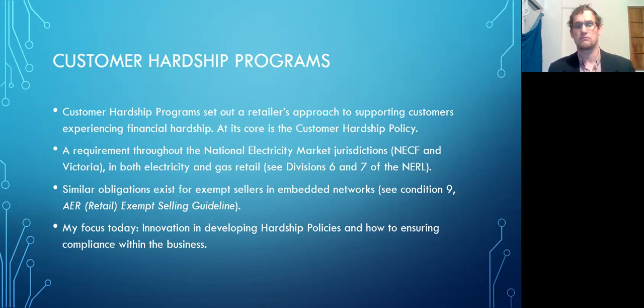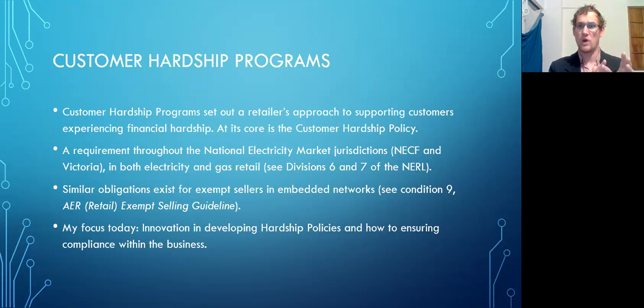So what is a customer hardship program? Well, it sets out a retailer's approach to supporting customers experiencing financial hardship. At the core of the hardship program is the customer hardship policy. So the customer hardship policy sets out how the retailer will identify customers who are experiencing hardship, the options that they will have for supporting those customers. Also, it sets out what some of the consequences are if participation in the customer hardship program is not working out.